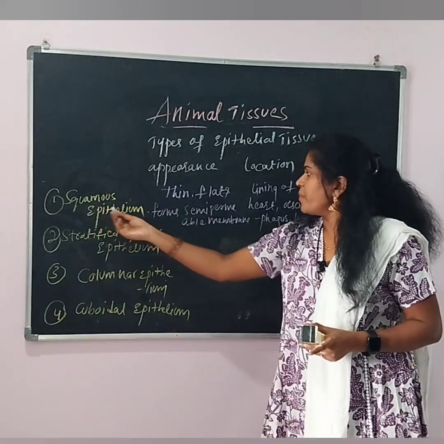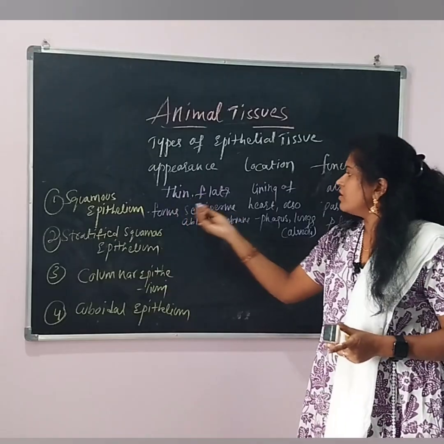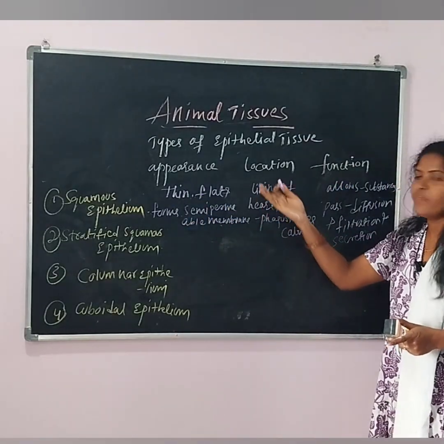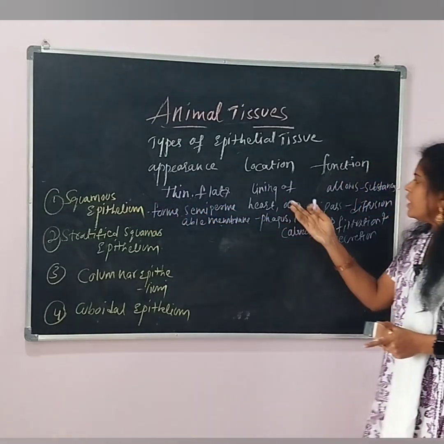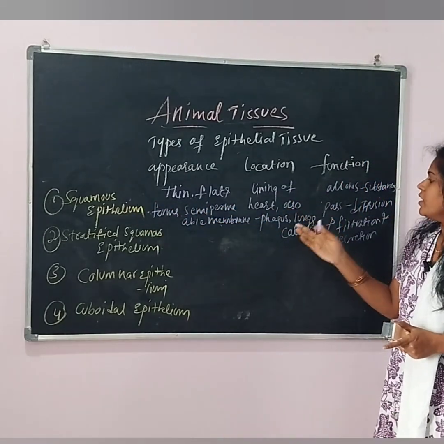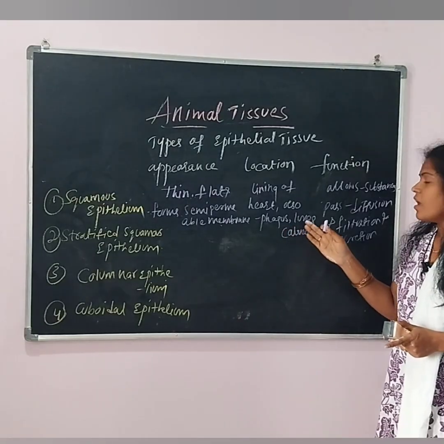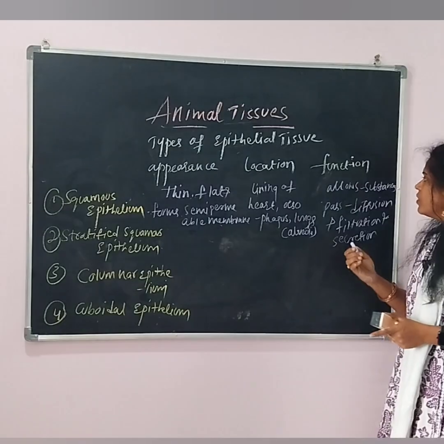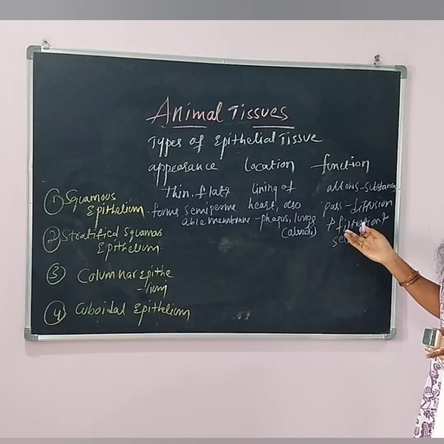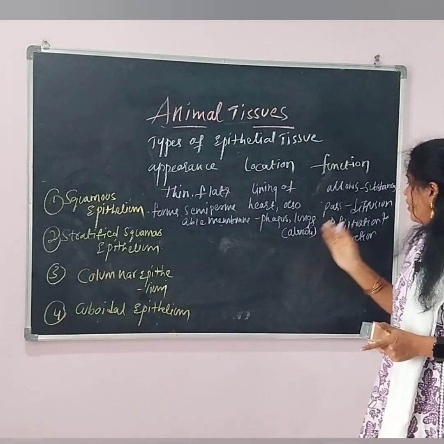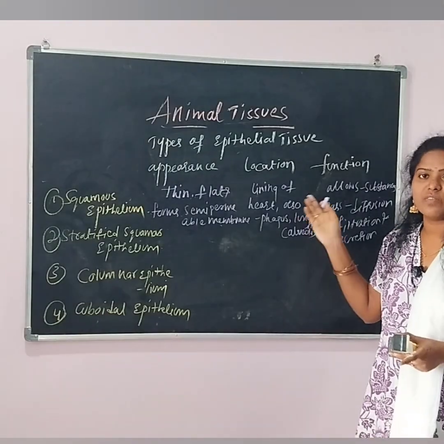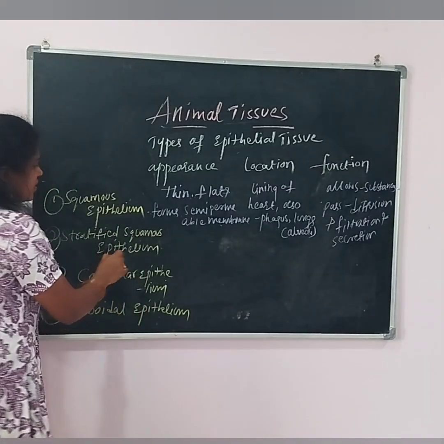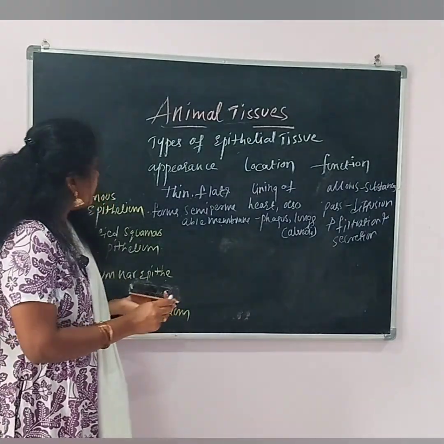Let me repeat again. Squamous epithelium appearance: it looks thin, flat, and forms a semi-permeable membrane to allow the substances. And location: lining of the heart, lining of the esophagus, alveoli of the lungs, and the lining of the mouth also. And function: allows some substances to pass by the diffusion process and filtration process, and also the secretion process.